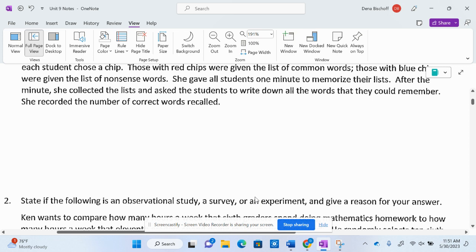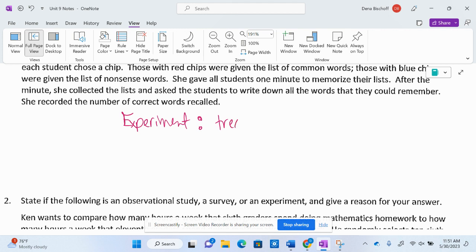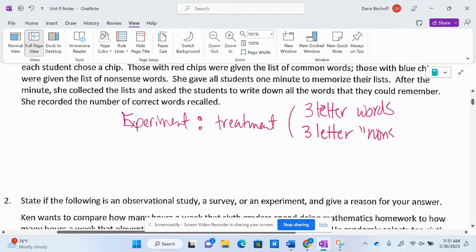What kind of study is this? Any ideas? Yeah, it's an experiment. This is an experiment. What was the treatment? Well, you had three-letter words or three-letter nonsense, right? Who do you think did better? The people that had to memorize the words or the people that had to memorize the nonsense? Yeah, I think the ones that had to memorize the three-letter words did better than the three-letter nonsense, okay?